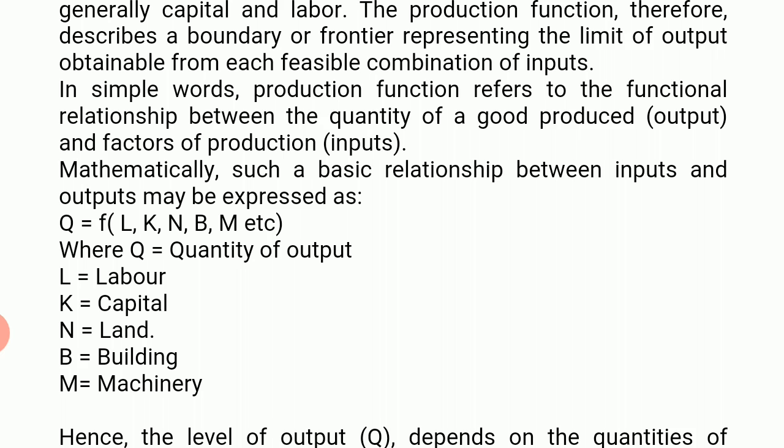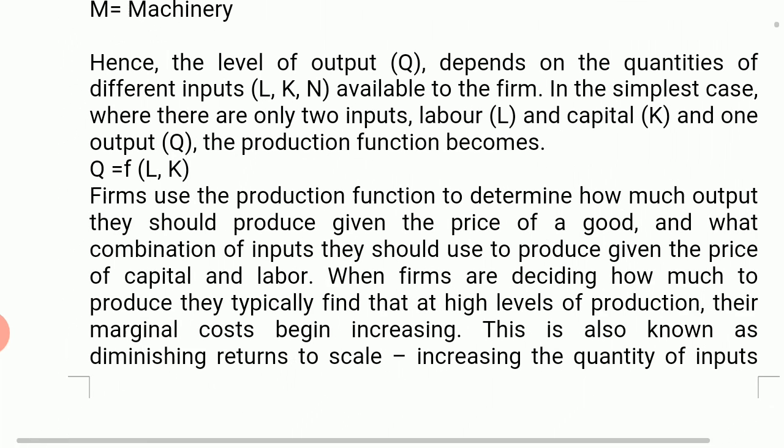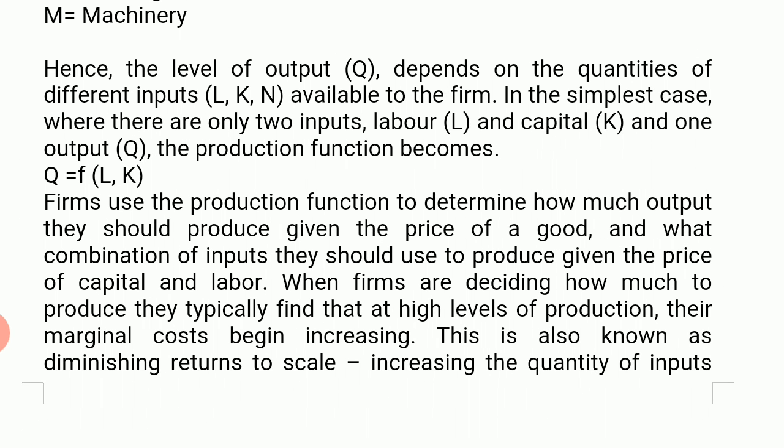Mathematically, such a basic relationship between input and output may be expressed as Q is a function of L, K, N, B, M, etc., where Q is the quantity of output, L is labor, K is capital, N is land, B is building, M is machine. Hence, the level of output Q depends on the quantities of different inputs, that is L, K, N, available to the firm. In the simplest case, where there are only two inputs, labor L and capital K, and one output Q, the production function becomes Q is a function of L and K.